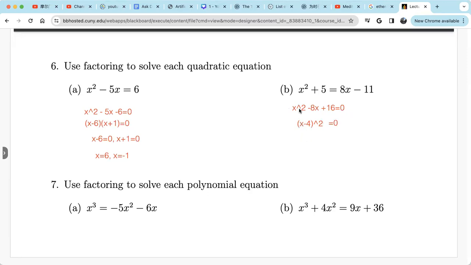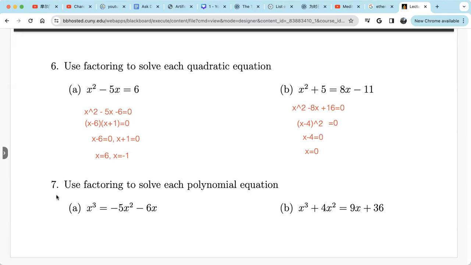Because the first term squared is x squared, and the second term squared, negative 4 squared, is positive 16. Multiply those two, x times negative 4, negative 4x, times 2, negative 8x. Then x minus 4 is 0. That means x equals 4. So 1 solution. We do have 2 solutions, but those 2 solutions are the same. Basically, just 1 solution because it's a perfect square. Means the 2 factors are the same.